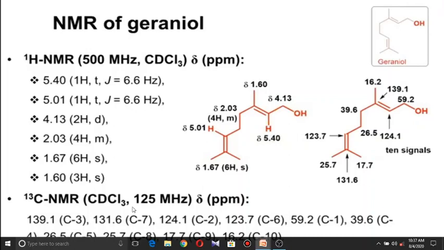And similarly in C13 NMR spectroscopy, we get 10 signals corresponding to these: 59.2, 139.1, 16.2, 39.6, 26.5, 123.7, 25.7, 131.6 and 17.7. As I said, there are 10 signals in C13 NMR, and in proton NMR there are 6 signals. That's all. Thank you.